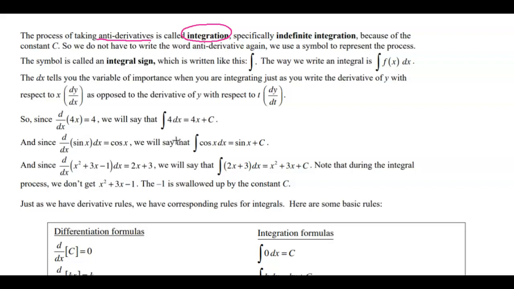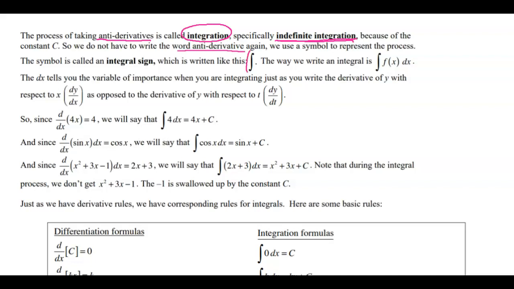And so that's what we're finding. If we're given the derivative, the original function is called the integral. That's the process. So because we have some notation here, indefinite integration is what our first topic is going to be. Okay, so we're never going to say this word antiderivative again. All right, so let's talk about some of the symbology.